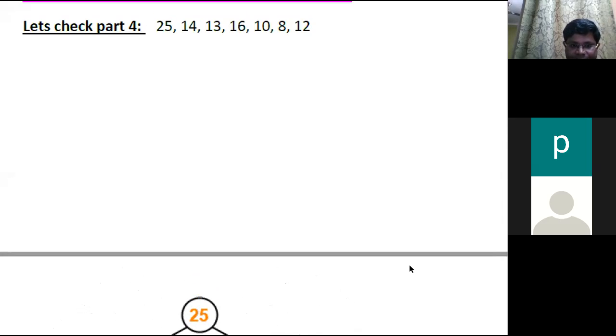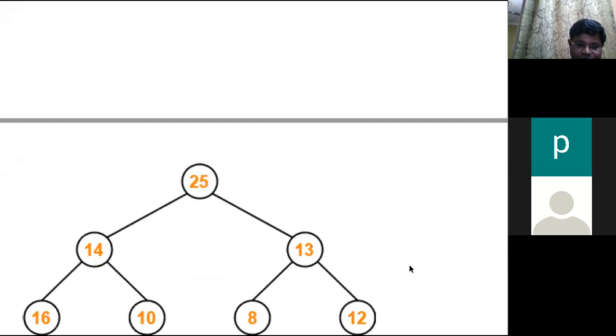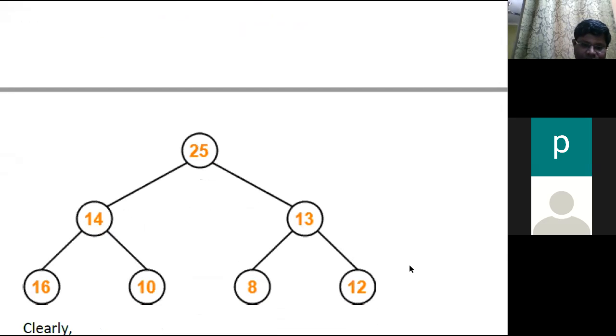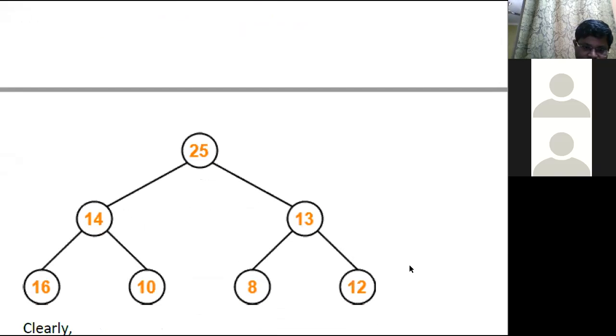Now the next elements are 8 and 12. 8 will go to the left of 13 and 12 will go to the right of 13. So after creating this tree, we have to check whether it holds the property of max heap or not. So we start with node 25. Yes, it holds because the left and right children have values lesser than 25. Keep on checking at node 14. So at 14, we see that the left child has a value higher than the 14 value.